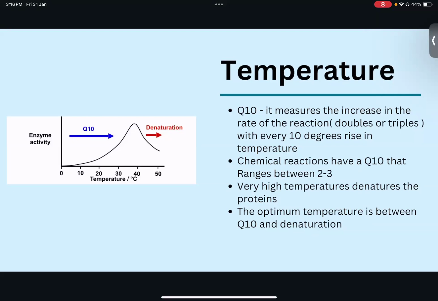So we have something called the Q10 in the temperature. The Q10 measures the increase in the rate of the reaction every 10 Celsius rise in temperature. Chemical reactions normally have a Q10 of 2 to 3, which means that every 10 Celsius degree rise in temperature, the rate of the reaction either doubles or triples in amount. Okay. So as we said, a very high temperature denatures protein, and we will be denaturing enzymes and so on.